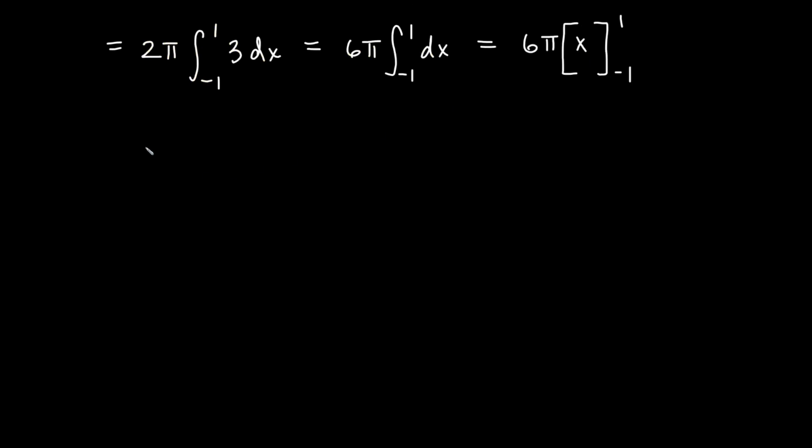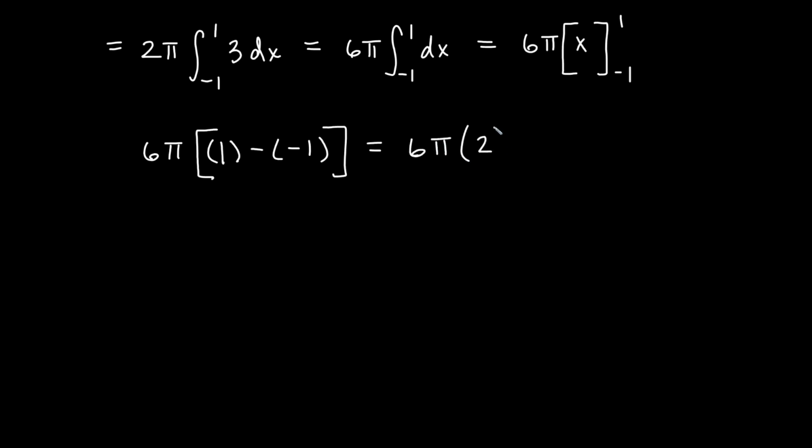So 6 pi we'll keep. We will get, if we plug in 1 for x, and then subtract if we plug in -1 for x, in here we will get 1 minus -1, which is the same as 1 plus 1, so we'll get 6 pi times 2, and that gives us an answer of 12 pi. And remember, this is area, so we will say 12 pi units squared.